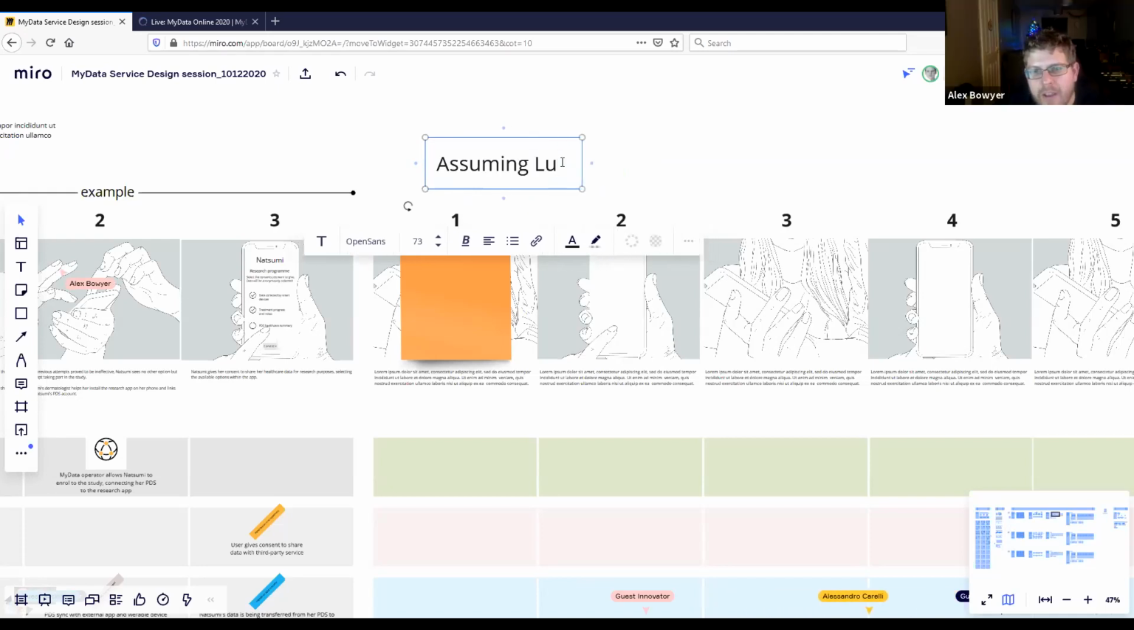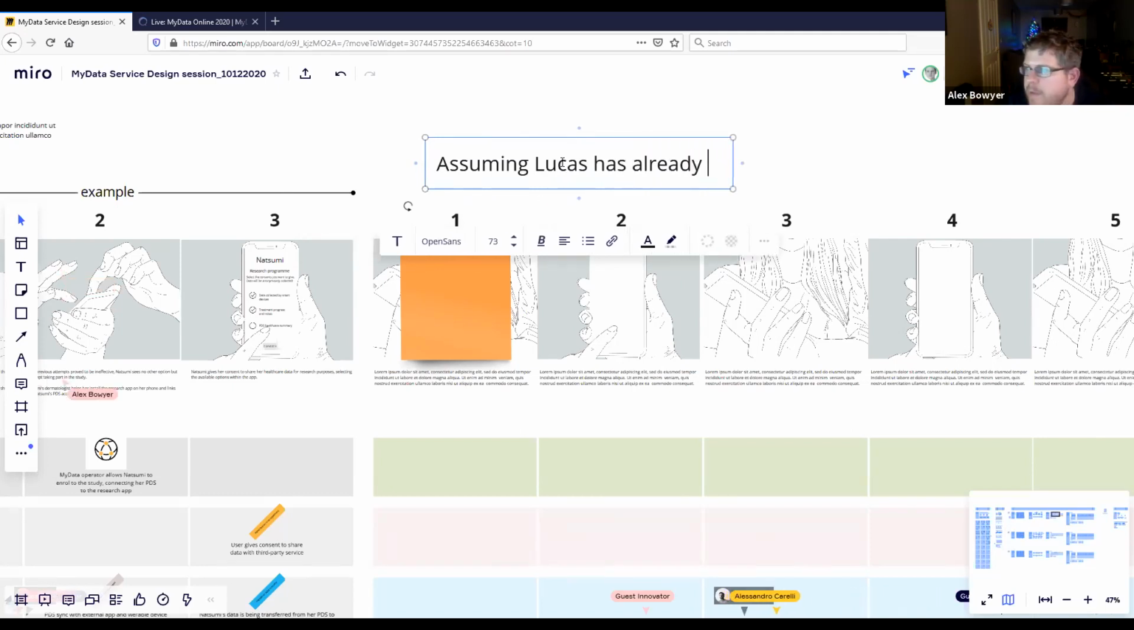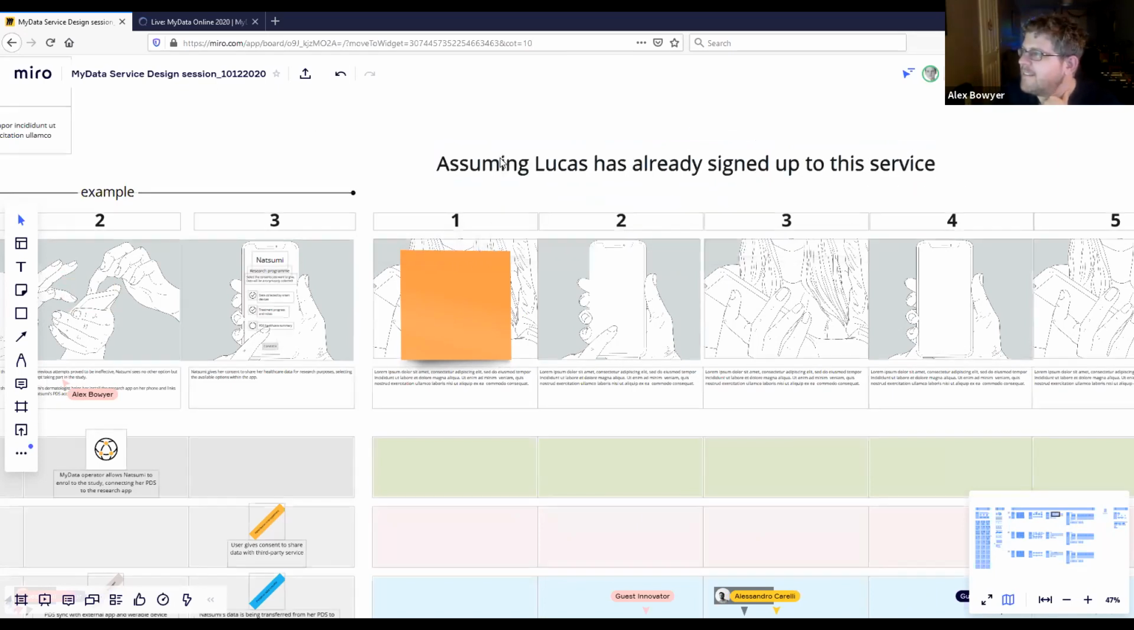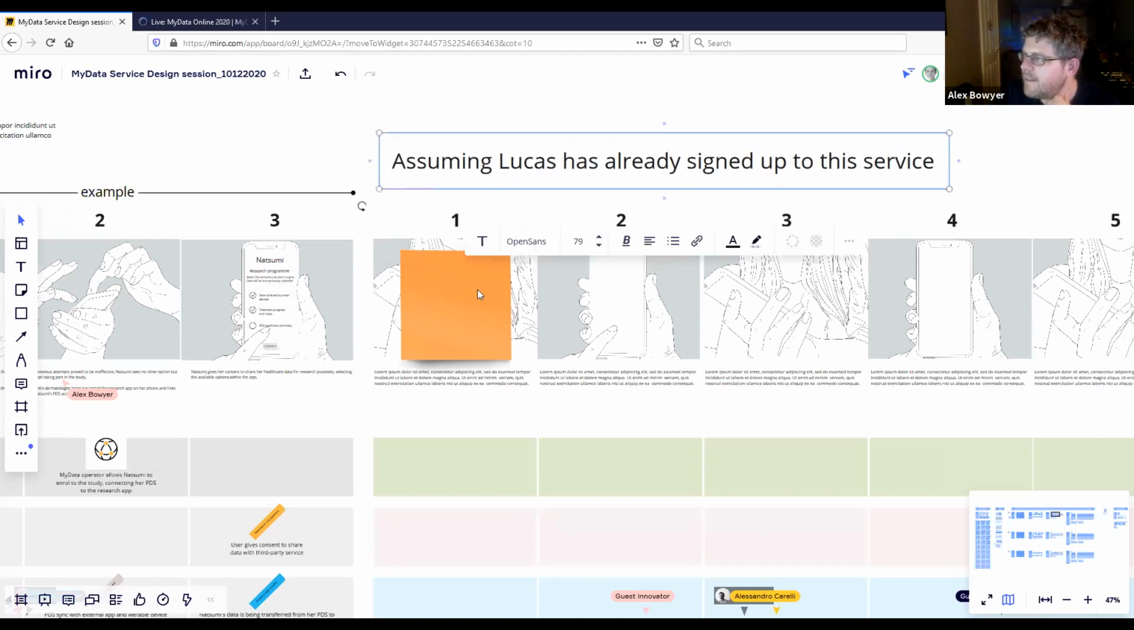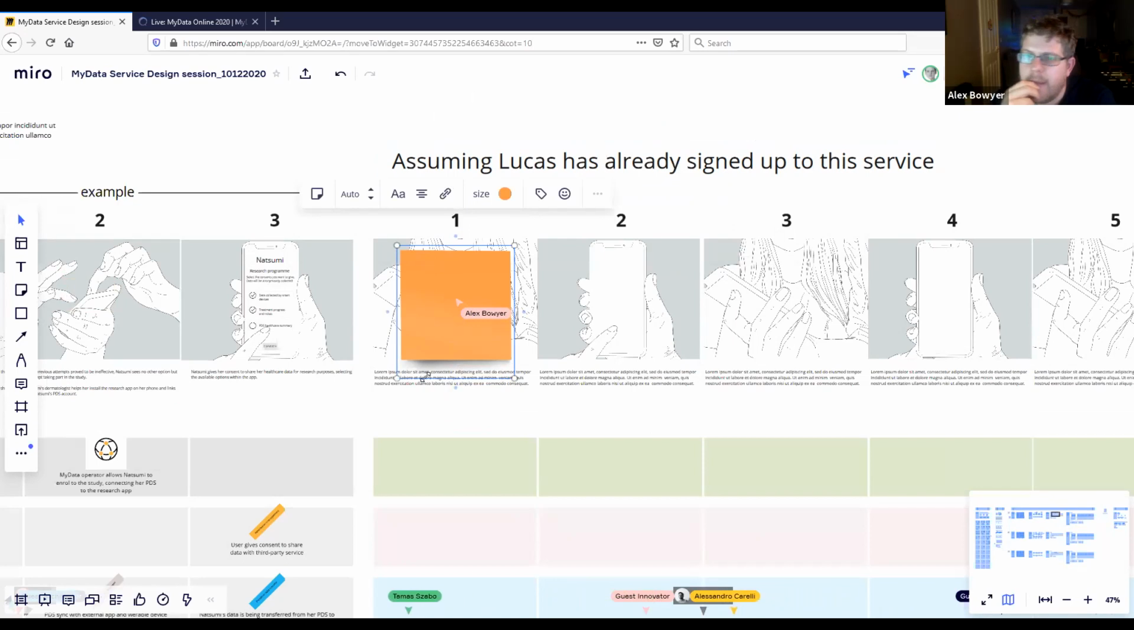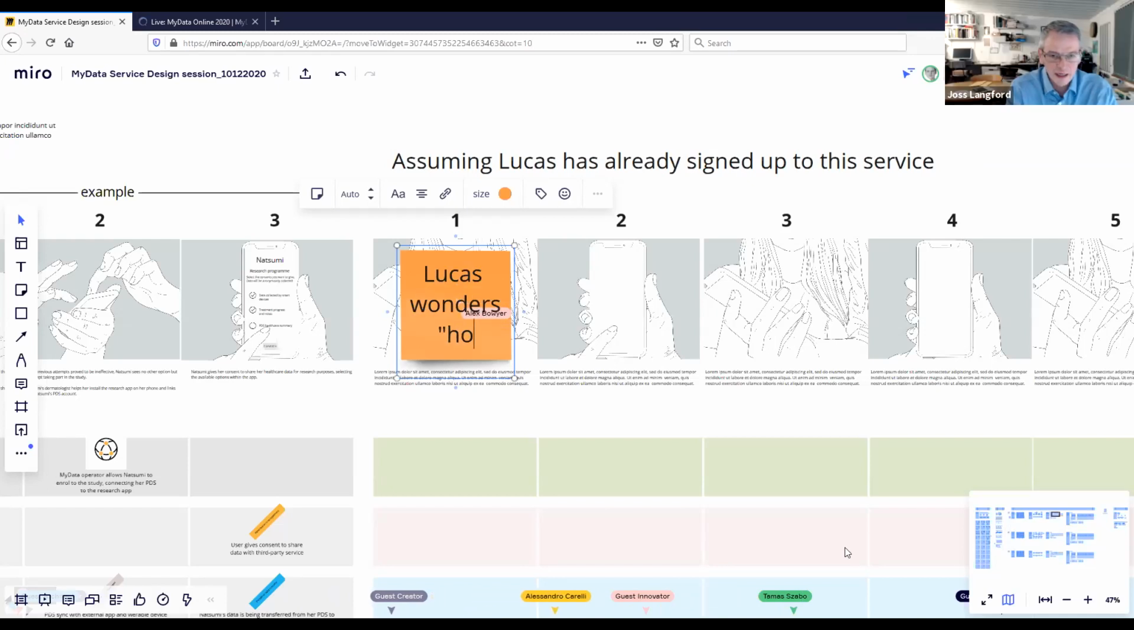Maybe he wants to know how many snacks he's been buying over the last period of time, because he's feeling fat. Okay. So what's the first stage of that? There's a question, isn't there? So he wonders, and then it quotes, how many snacks did I have last night? Yeah, how many snacks did I have? Something like that.